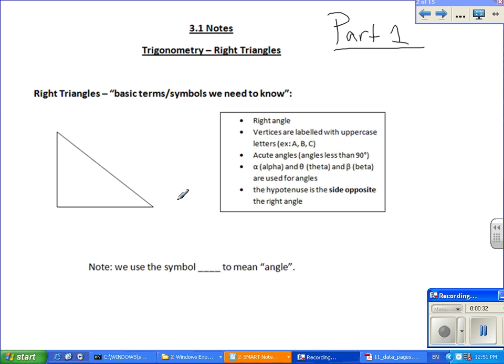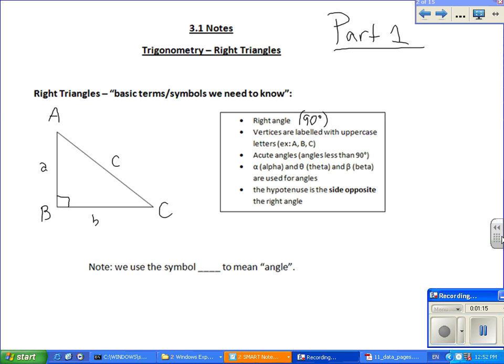So let's begin. Right triangles: there are some basic terms and symbols that we need to know. The first is that a right triangle is a triangle that has an angle of 90 degrees. On this particular triangle, my 90-degree angle is right here. I use a little corner of a box to designate a right angle of 90 degrees. With triangles, we generally label the points or vertices with capital letters, for example A, B, and C. And it's more common to label the sides with lowercase letters like a, b, and c.